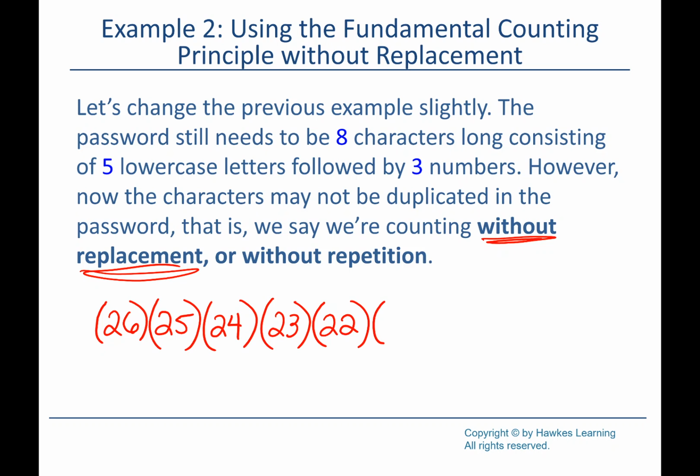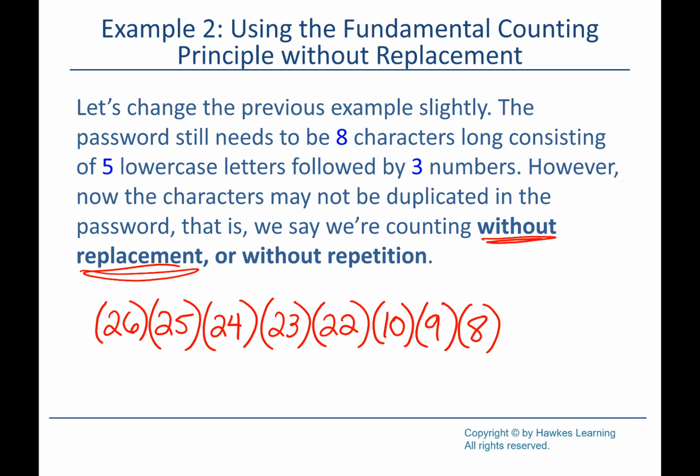For our numerical digits, we start with 10 choices again, but then once we pick that digit, we can't use it again, so the next one we have 9 choices, and then the last one we have 8 choices. So we multiply those together. You can probably tell it's going to be a smaller number, right? Because before all of these were 26s, and now their numbers are a little smaller, and before all of these were 10s, and now they're a little bit smaller. But it always amazes me how much smaller it is.